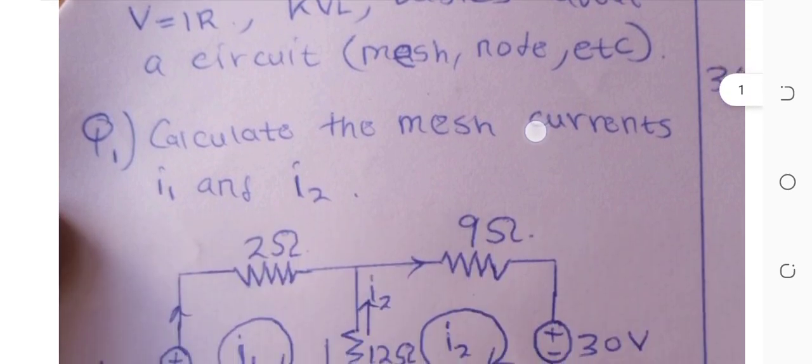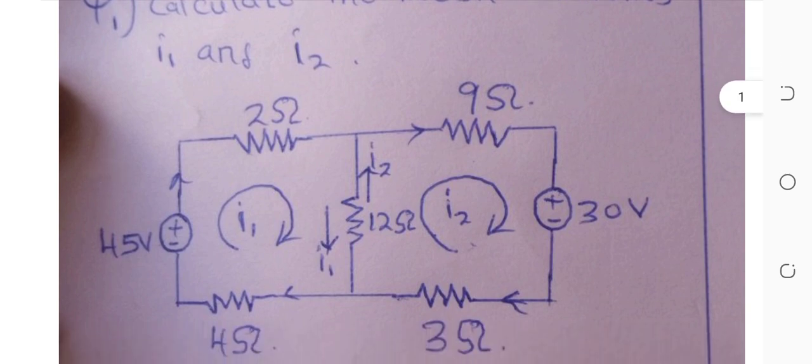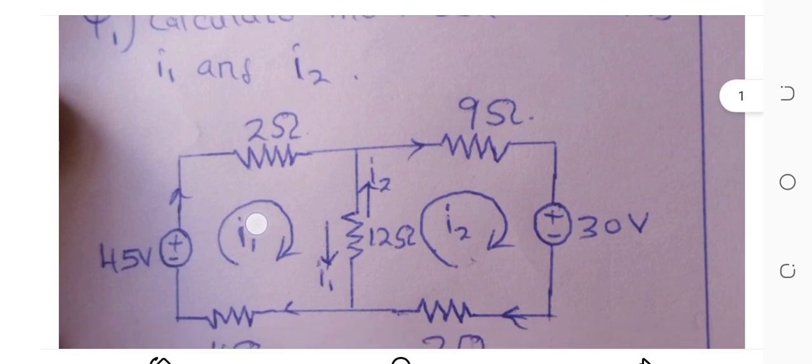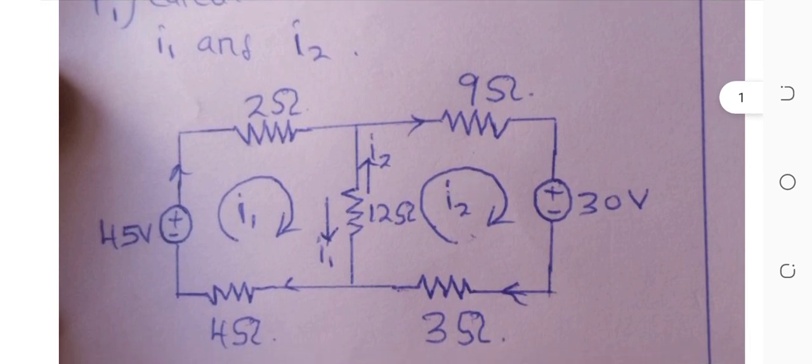So question 1: calculate the mesh currents I1 and I2. This is our circuit given here. Supply voltage is 45. As you can see here, we have our current 1. Here we have our current 2. So these currents are what give us meshes. I think you have an understanding of what a mesh is.